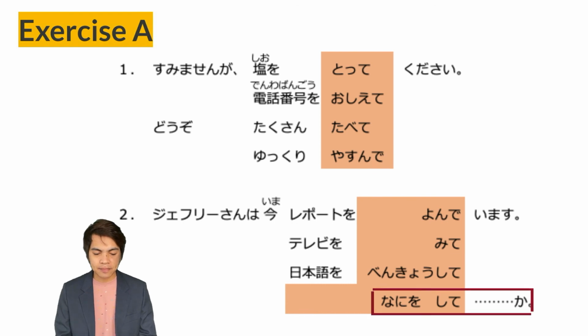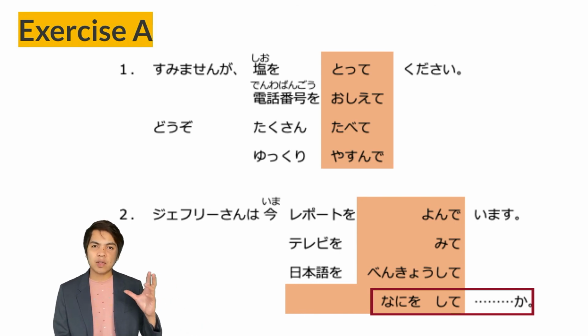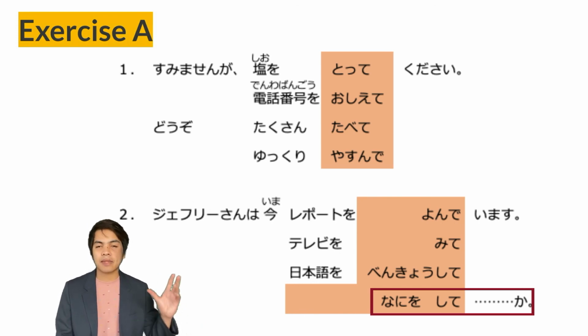Next line, Jeffrey-san wa ima nihongo o benkyou shite imasu. Nihongo o benkyou shite imasu. From the verb nihongo o benkyou shimasu, to study Japanese. So benkyou shimasu, benkyou shite imasu, studying Japanese.